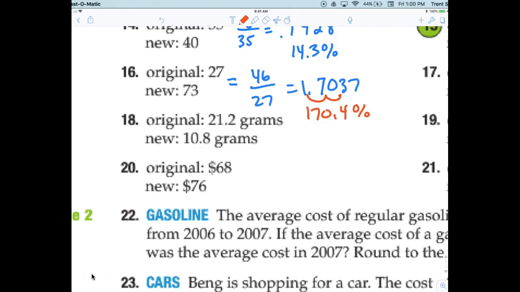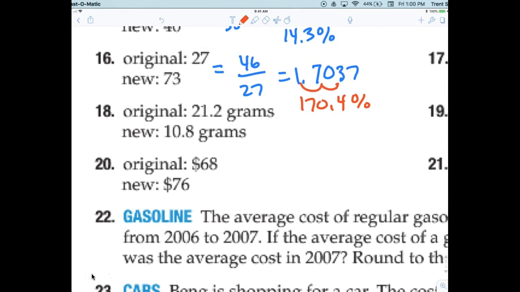All right. So here we go. Number 18. Catherine, go. So the difference between 21.2 and 10.8 is 10.4, divided by 21.2, and that equals 0.49056. Which is 49.1%. That is good enough for me. Is everybody okay with that? Yes, sir. Are you okay with that?